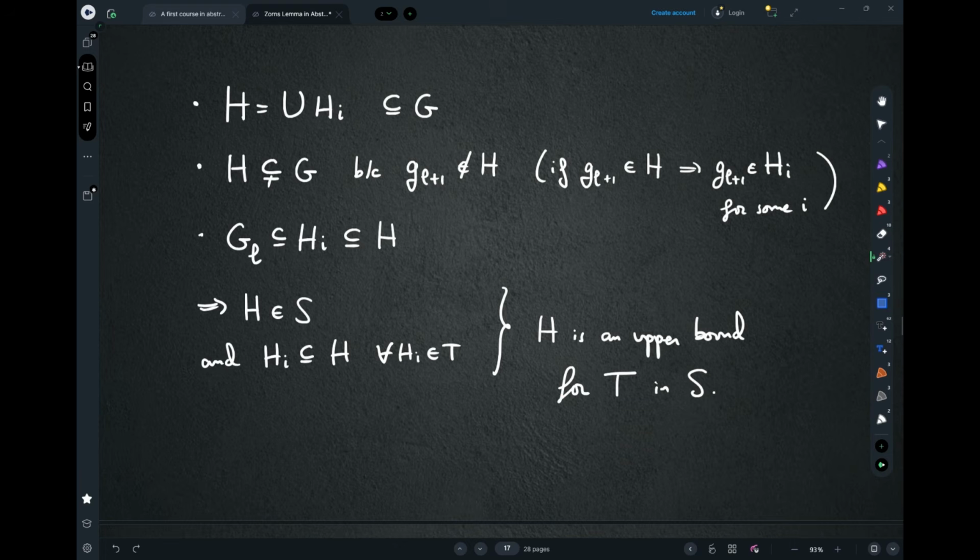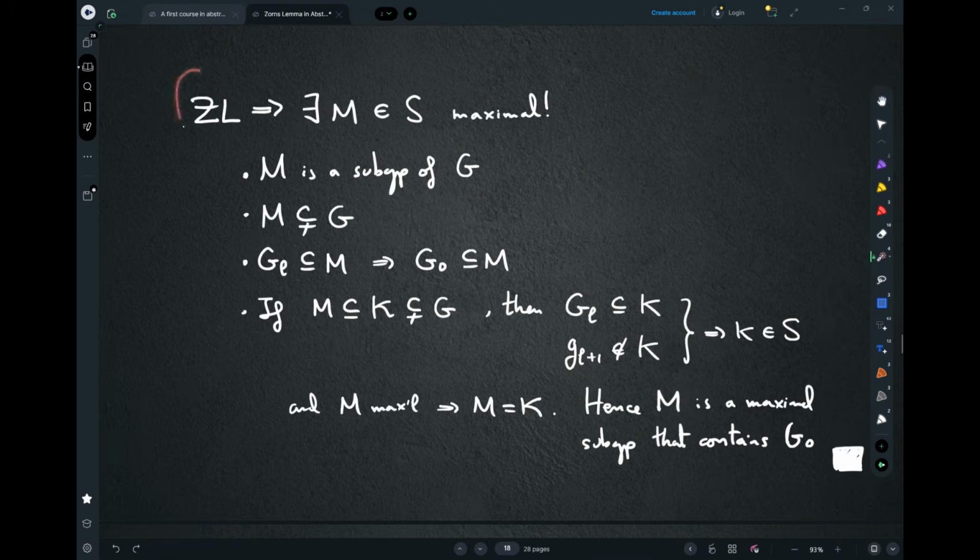And now we are in business, and we can apply Zorn's lemma, which tells me that there is a maximal element in S. Call it M. Then M is in S, and in particular is a proper subgroup. And G_L is in M, and since G_0 was contained in G_L, that means that G_0, the subgroup we intended to be inside a maximal subgroup, is contained in M.